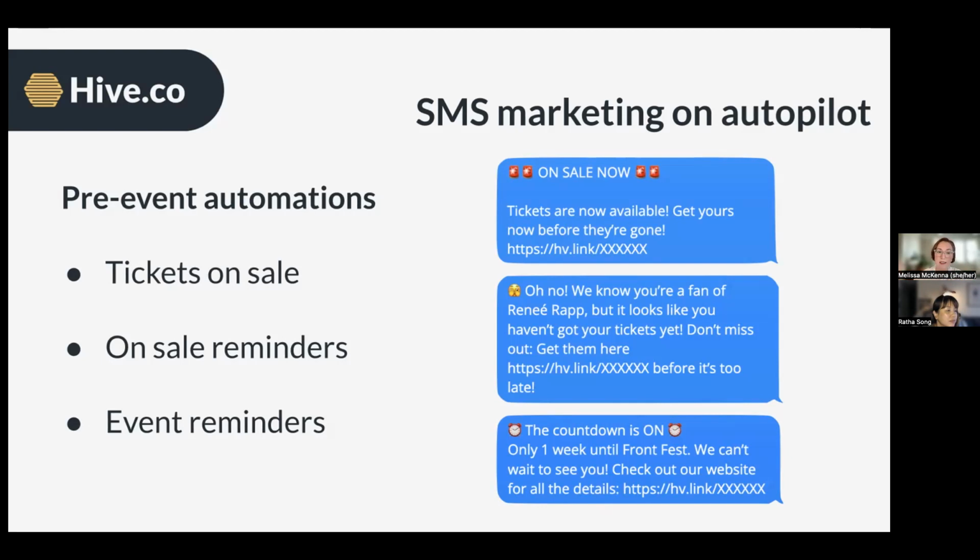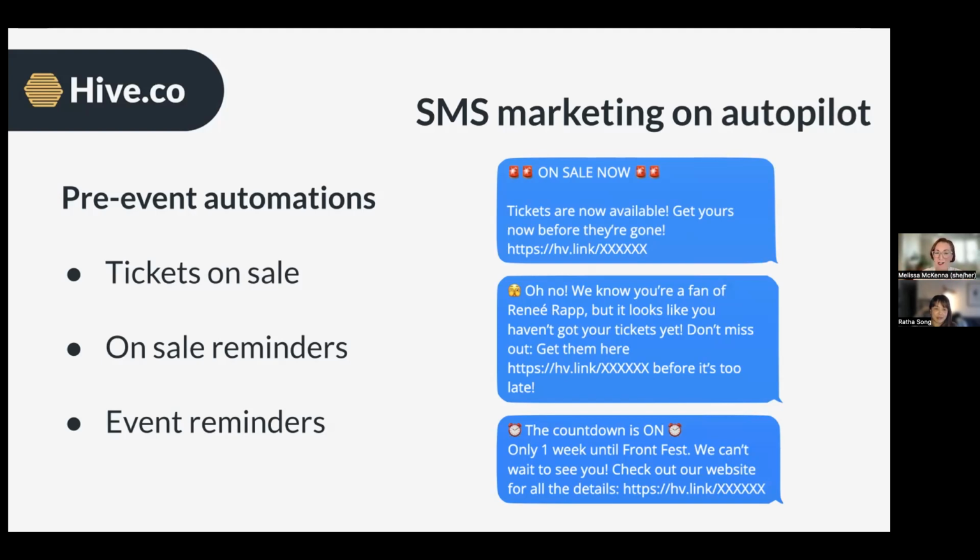A next automation would be on sale reminders. After tickets have just gone on sale, maybe they've been up for a week or so, you can use our filters to target people who have not yet purchased tickets. For example, you could say, "Oh no, we know you're a big fan of Renee Rapp, but it looks like you haven't gotten your tickets yet." That's a way of using the data that you already have from past ticket buyers to encourage them to buy tickets to an event that you think they may be interested in.